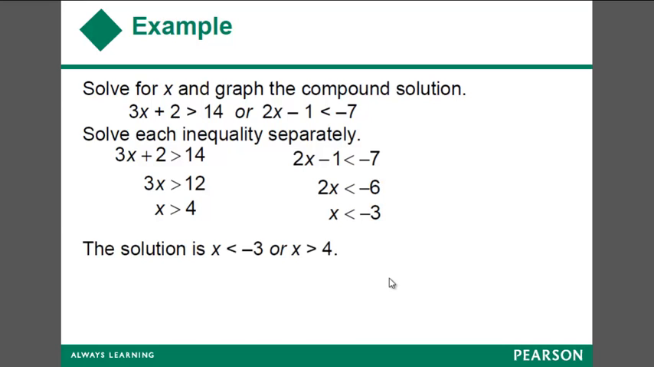This means that the solution is x less than -3 or x is greater than 4. So whenever I graph this, it can be either or. Anywhere less than -3 or greater than 4. Notice that they both have open circles because neither one of them started out as equal to.